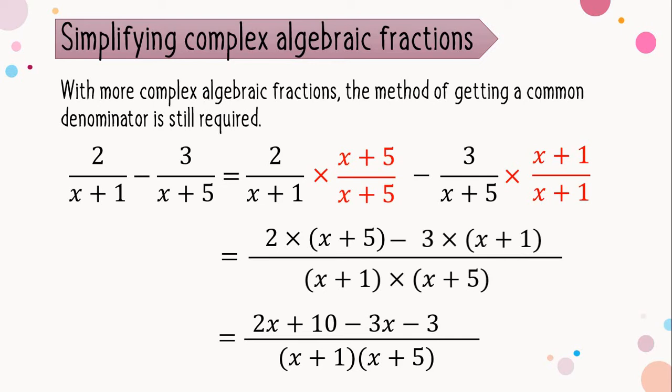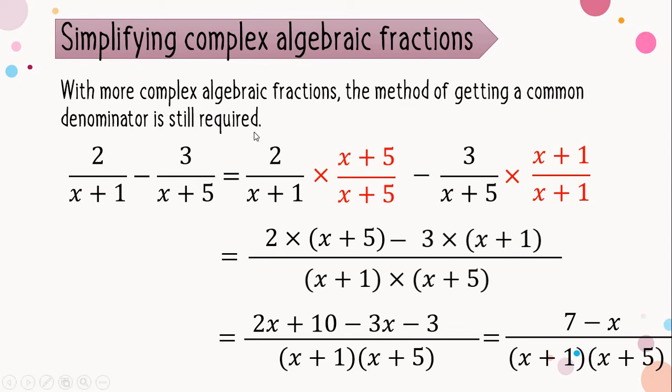And then we will simplify. 2x minus 3x equals negative x, and 10 plus 3 equals 13. So I will write it in the positive form first. So 7 minus x over x plus 1 times x plus 5. So this is the answer of the subtraction 2 over x plus 1 minus 3 over x plus 5. So we will continue for the next part.